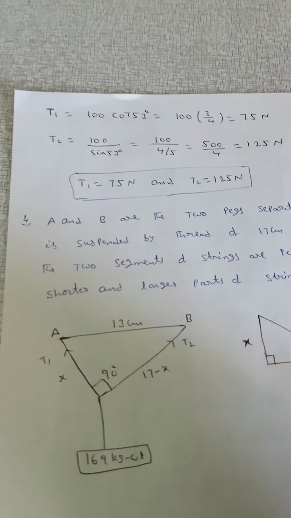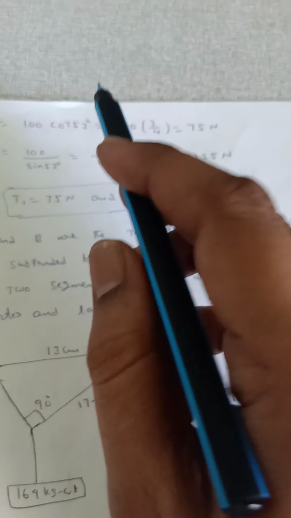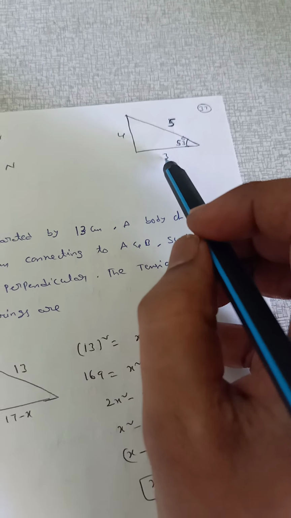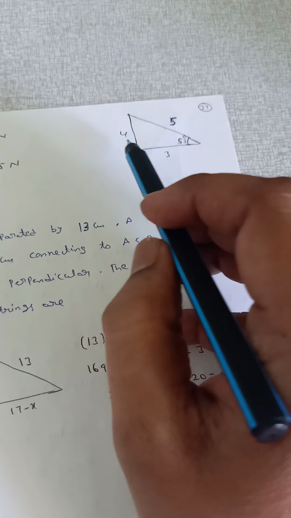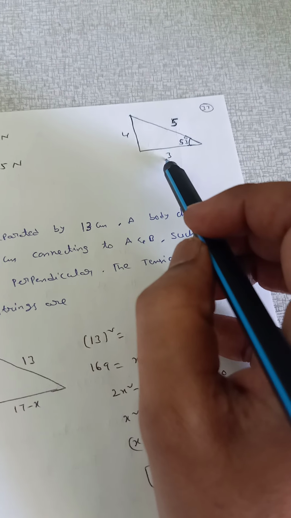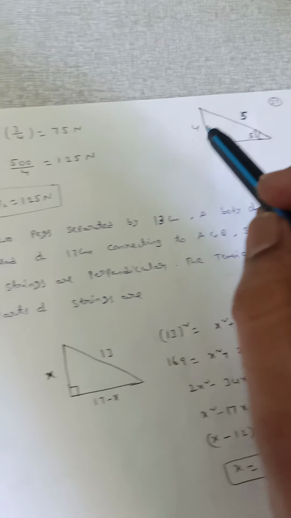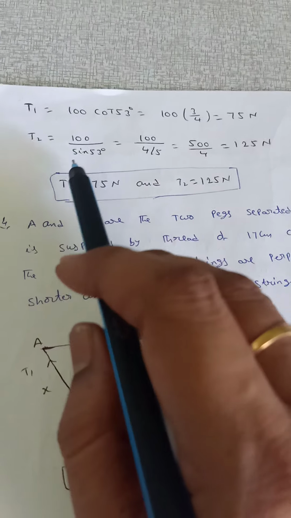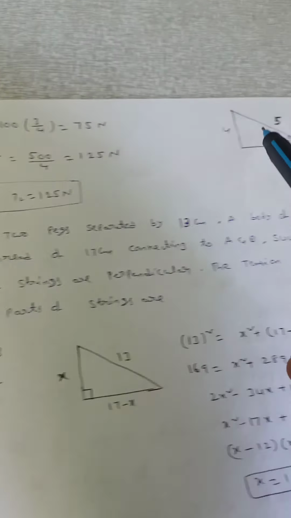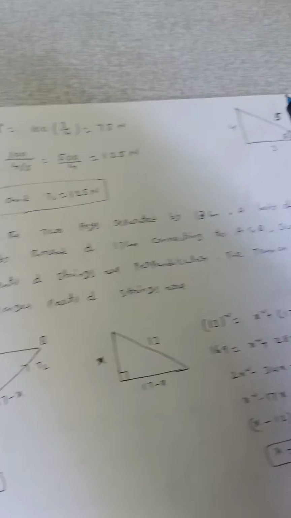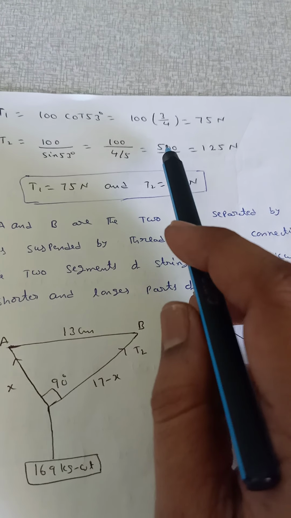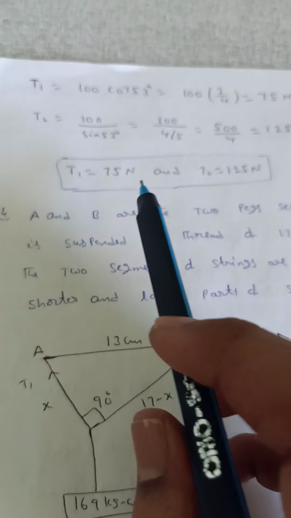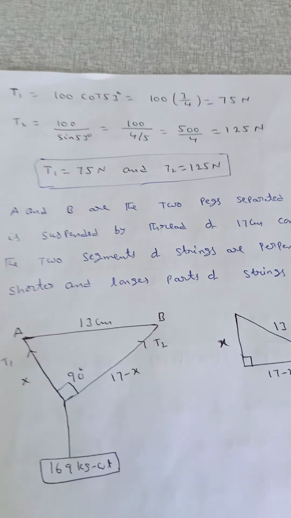That means T1 is equal to 100 cot 53. According to this diagram, cos 53 is equal to 3 by 5, and the other side is the square root of 25 minus 9, which is 16, that means 4. So cot 53 is equal to 3 by 4, that means 75 newtons. And T2 is equal to 100 by sin 53, where sin 53 means 4 by 5. 100 by 4 by 5 means 500 by 4, which is equal to 125 newtons. T1 is equal to 75 newtons and T2 is equal to 125 newtons.